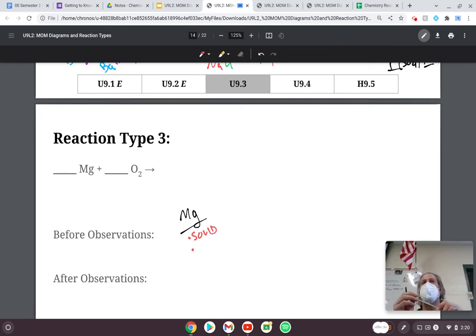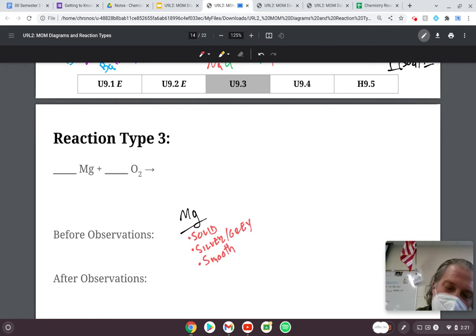What else might we be able to say about the magnesium metal? Anybody? Silver. Yeah, we'll say it's a silver color. Some people might argue that it's gray. I can tell you from my experience holding it that it's a smooth piece of metal. It's not really rough. And you might notice that it does a fun little dance here, so you can say that it is bendable, I guess.